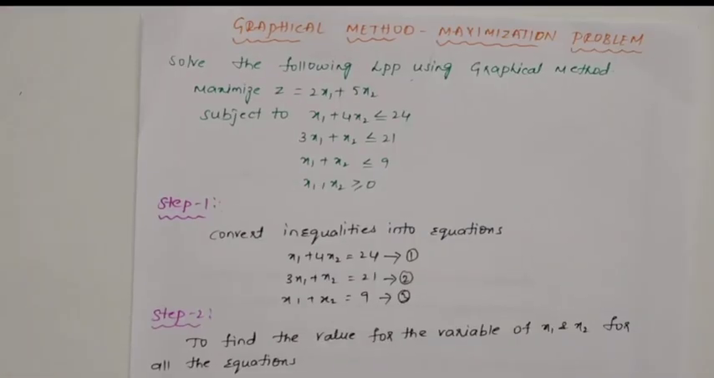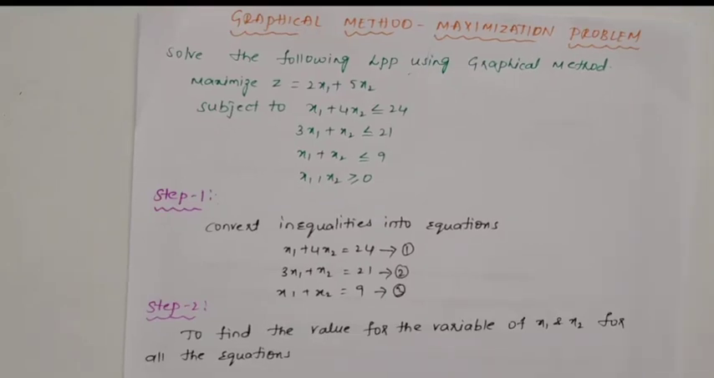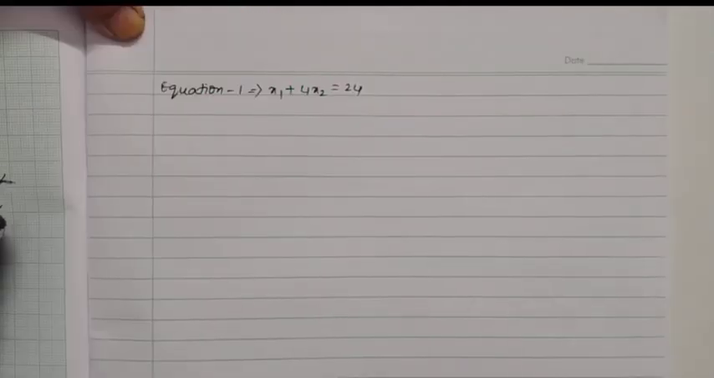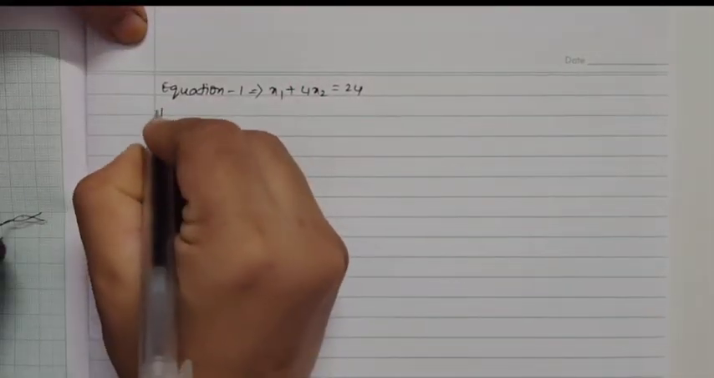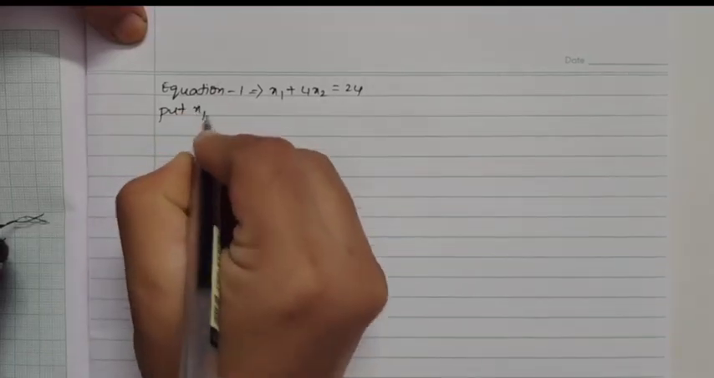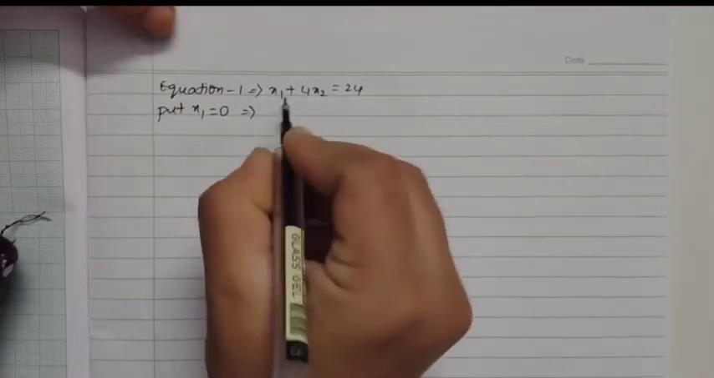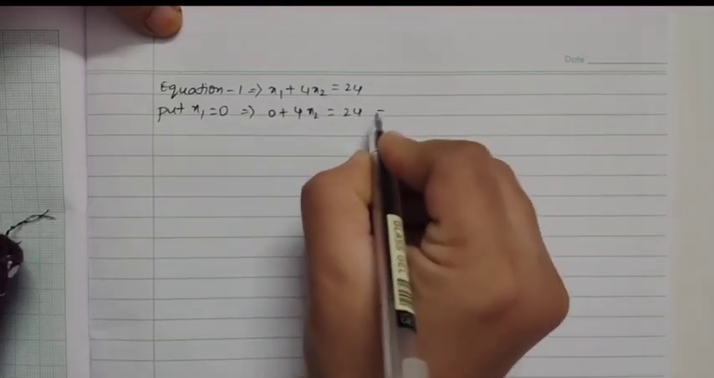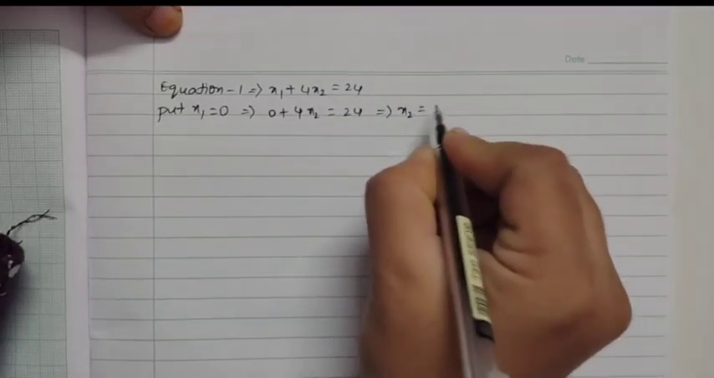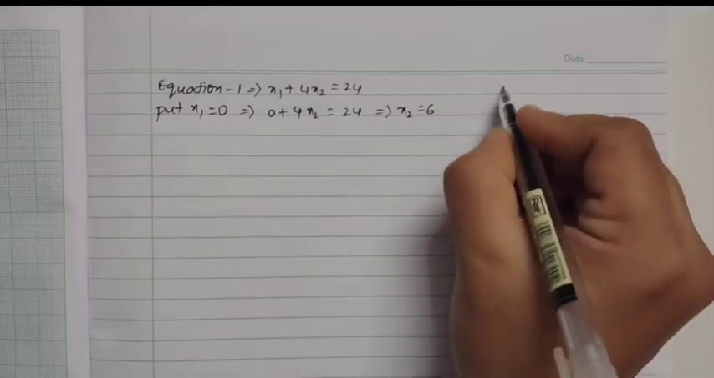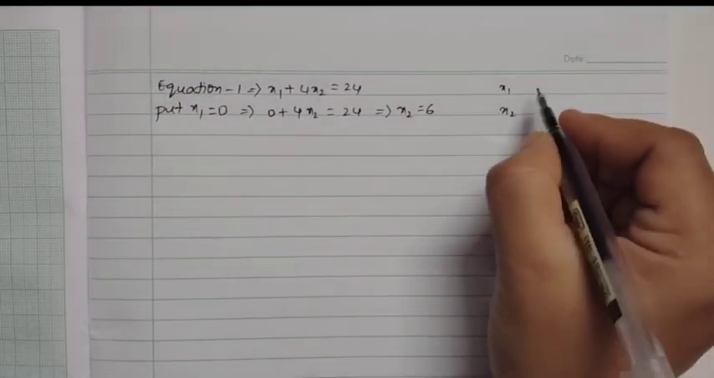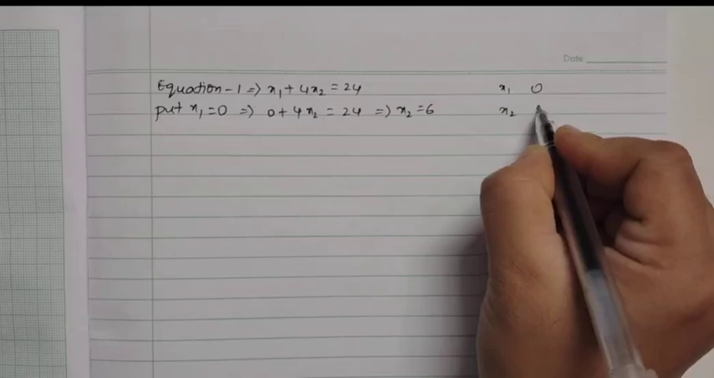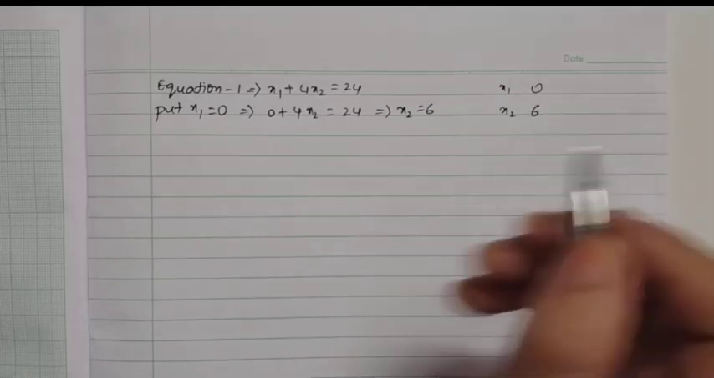This is step 2. Next, we'll find the coordinates by placing x1 equals 0 and then x2 equals 0. In the first equation, we'll put x1 equals 0. This becomes 0 plus 4x2 equals 24. Here x2 will become 6. Here we will write x1 and x2. When x1 is 0, x2 is 6.